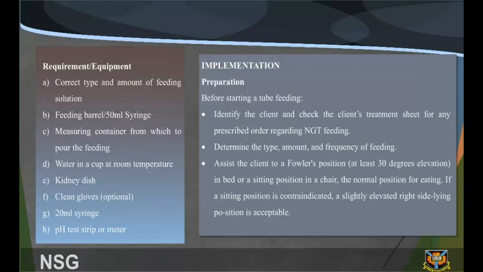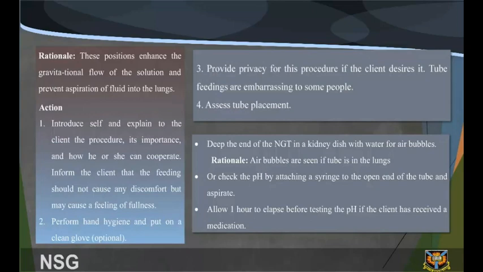Implementation: preparation: before starting a tube feeding, identify the client and check the client's treatment sheet for any prescribed order regarding NGT feeding. Determine the type, amount, and frequency of feeding. Assist the client to a fowler's position, at least 30 degrees elevation, in bed or a sitting position in a chair, the normal position for eating. If a sitting position is contraindicated, a slightly elevated right side lying position is acceptable. Rationale: these positions enhance the gravitational flow of the solution and prevent aspiration of fluid into the lungs.